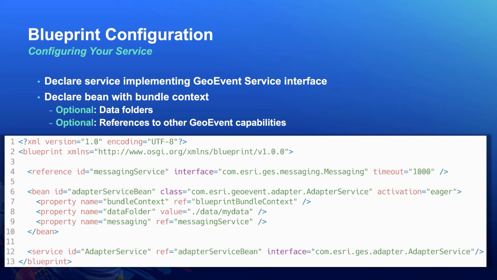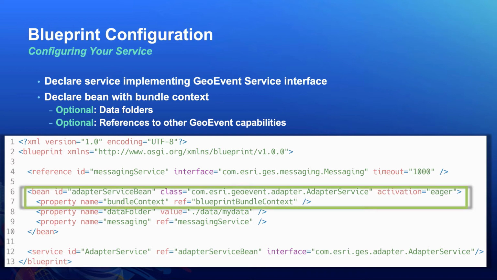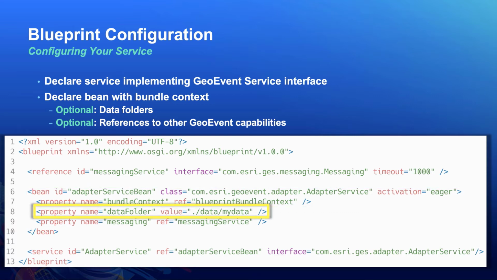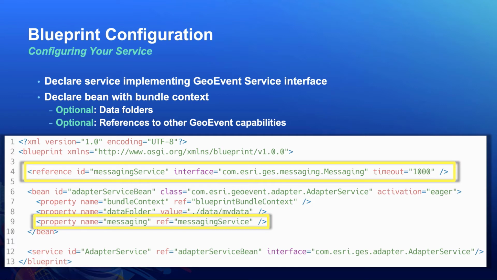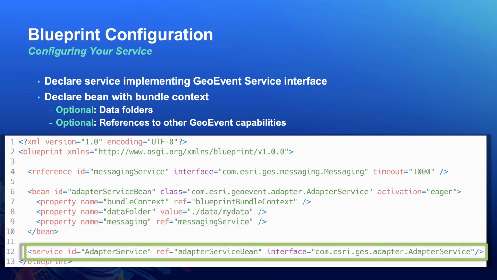The configuration file is based on Blueprint. The bean is a pointer to the Java class that implements the service, in this case the adapter service, and it also includes any dependencies that the class relies on. The bundle context is one of these dependencies that is required as it is needed in order to interact with the OSGi framework, but other dependencies, such as the data folder, are optional. In this example, we are also using a reference. This allows us to access other SDK items such as the messaging interface. Lastly, we have the service, which exports the bean with the given interface to the service registry.